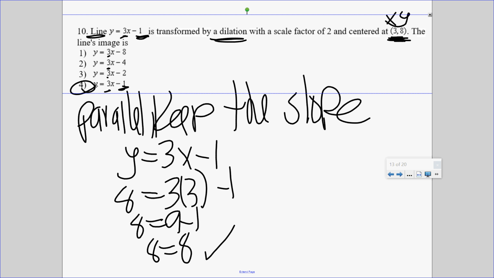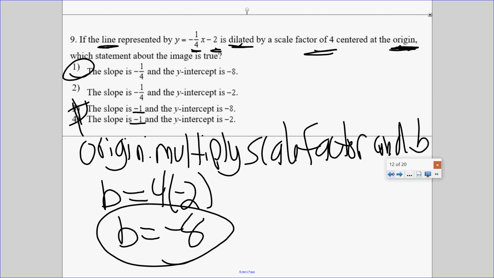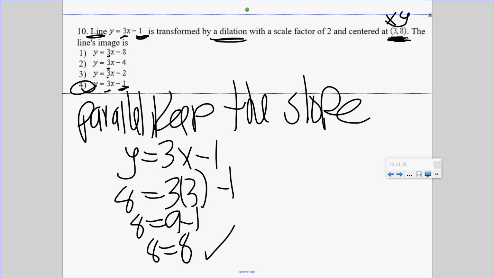So, again, 2 questions that look very similar, but they're different. No matter what, the slope is going to always be the same. If it's centered at the origin, you're multiplying the scale factor and b. If it's not the origin, we're substituting into the equation of the line. And if it equals out, if it's on the line, the y-intercept, the b, is exactly the same.